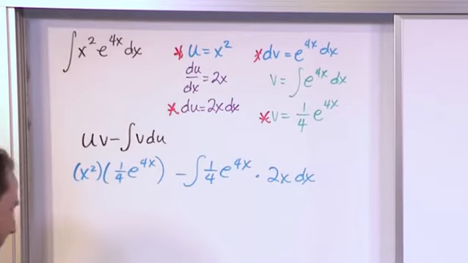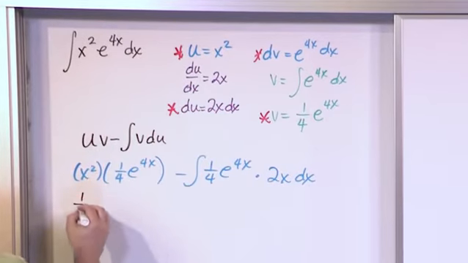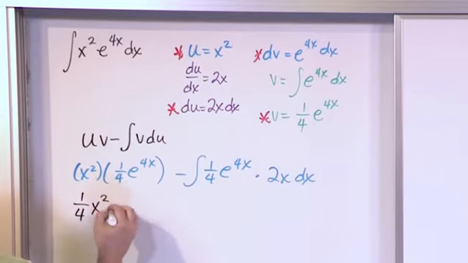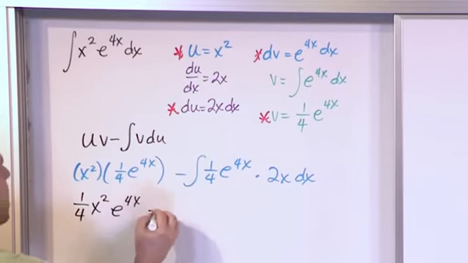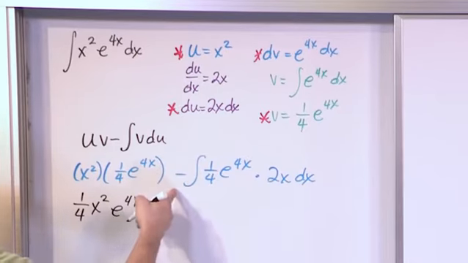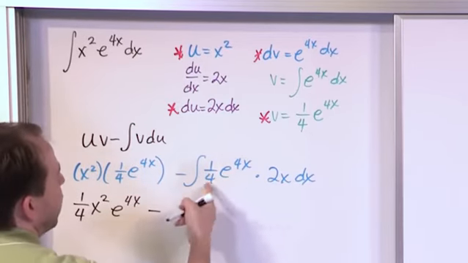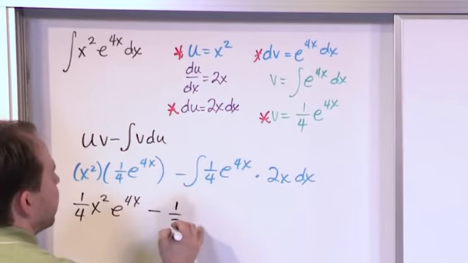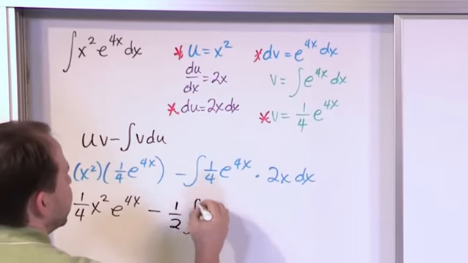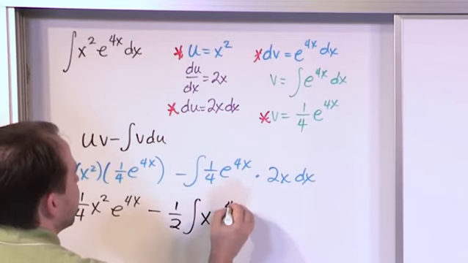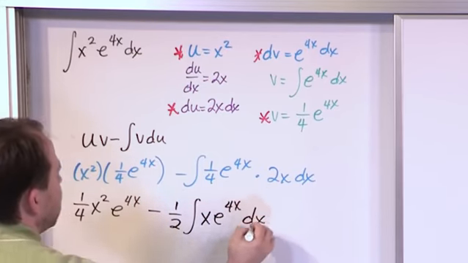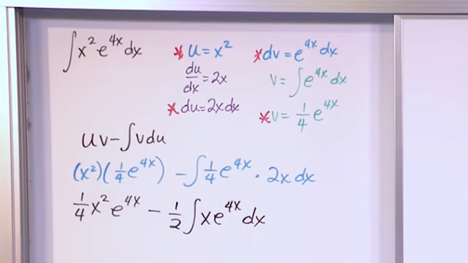So let's go ahead and tidy this up and see where we stand. What we have here is 1/4 x squared e to the 4x minus, and the 1/4 can come out, and the 2 can come out, and it's basically going to give you 1/2, because 2 over 4 is 1/2. So 1/2, and then we still have an x in here, so it's x e to the 4x dx. So study this for a second and make sure you understand.